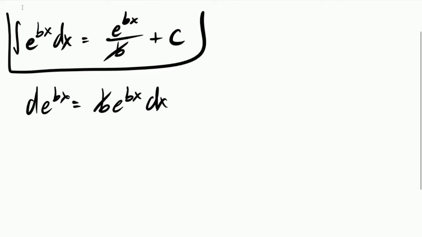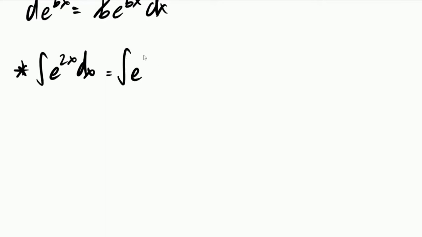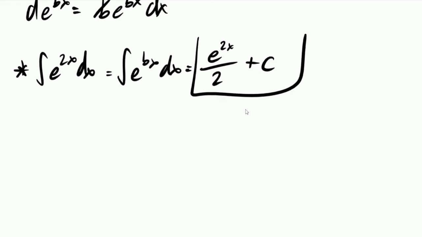Now, for example, we have e raised to 2x dx equals, as you can see, this is just equal to the integral of e raised to bx dx, which equals, same as the formula above, e raised to 2x over the constant 2 plus the constant of integration here, and that is the final answer.